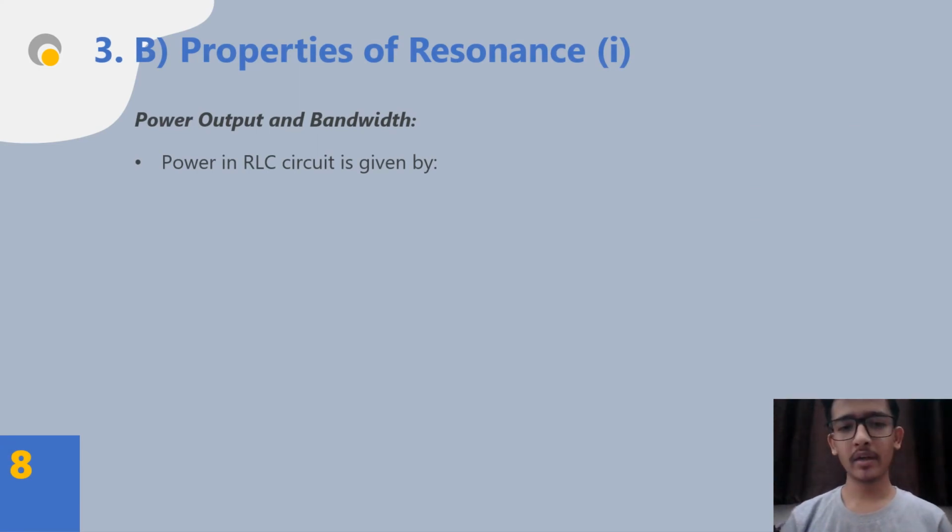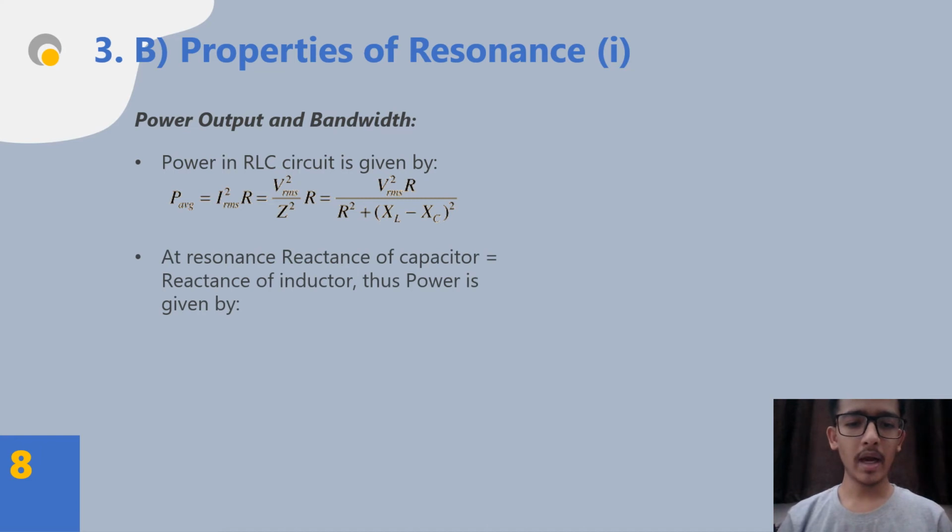Now the second subpart is the properties of resonance. So two of the properties are power output in the RLC circuit and bandwidth. So power in the RLC circuit is given by this formula, which is just I_RMS squared into R, and simplifying we get this. And at resonance we can see X_L is equal to X_C, so the value is just V_RMS squared by R.